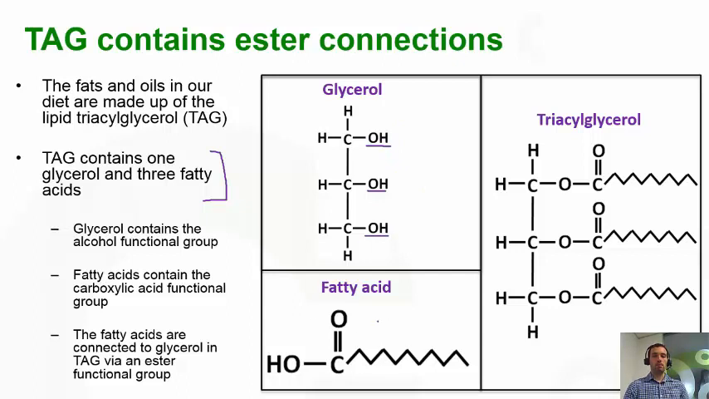And what about the other piece that we have present in triacylglycerol? A fatty acid. So as its name suggests, it's an acid. And do we recognize the functional group here? We've got the carbonyl and an OH, which corresponds to the carboxylic acid functional group, our only acidic functional group.